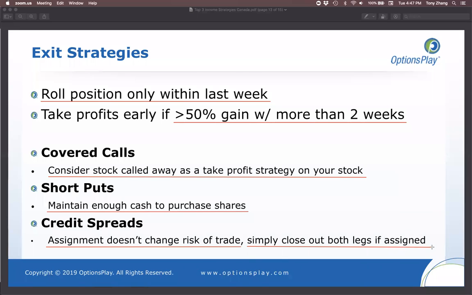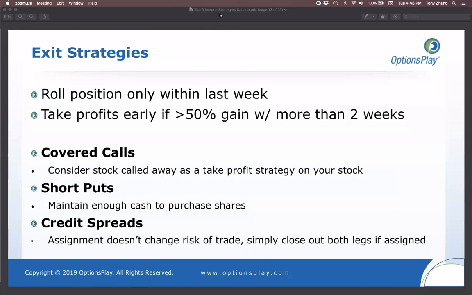Simply close out both legs. If one of them gets assigned and you don't want to hold on to the short or long leg, you can simply close out the trade just like the credit spread, and you will be fine. You're not going to take on additional risk because an assignment happened on a credit spread. So when you're trading that, be careful, but when those things happen, it's not the end of the world.